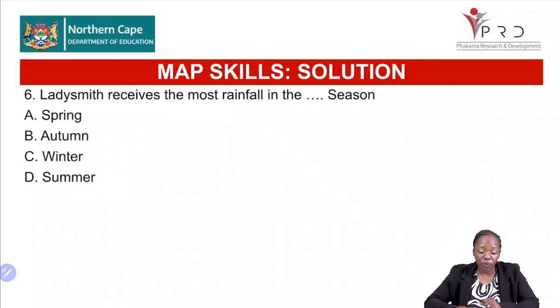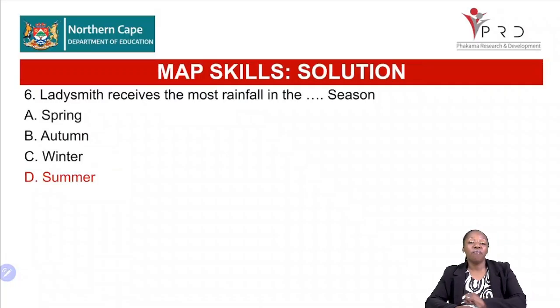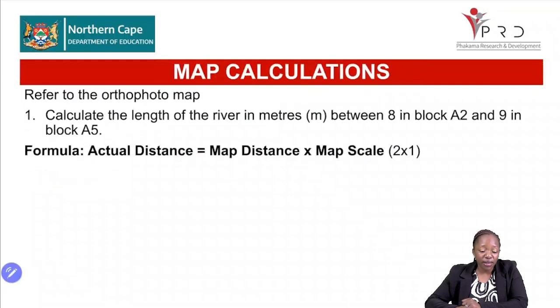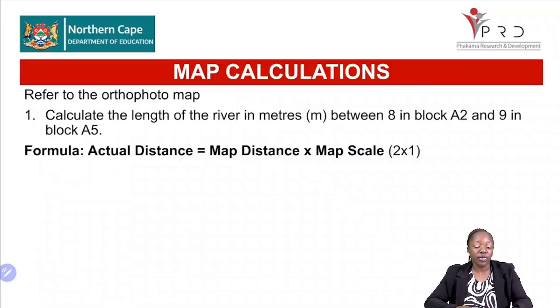Looking there, we were looking at the season where Ladysmith received its most rainfall. It is during the summer season. Then we now go to our map calculations. In our map calculation, we're going to start with the distance. It's saying refer to the orthophoto map. Hence, it is important that you start by reading the instructions so that you do not use the incorrect map.